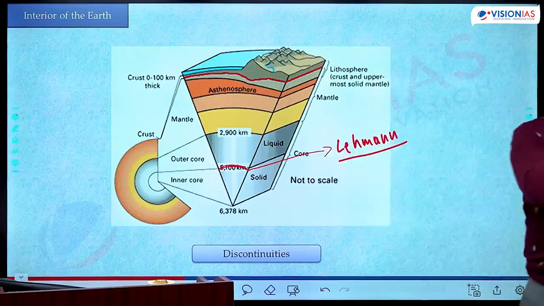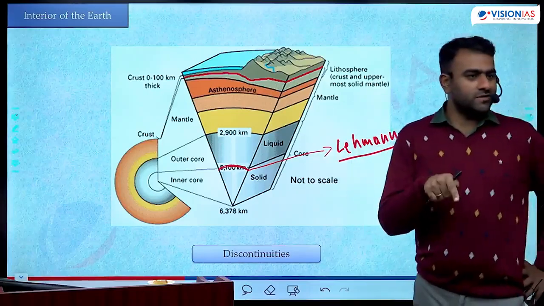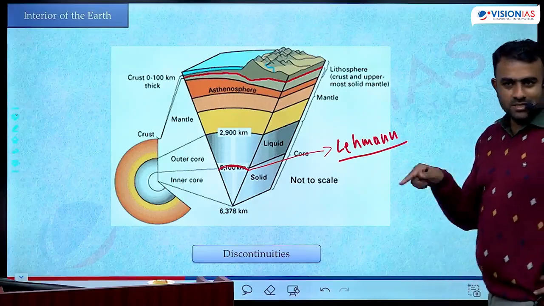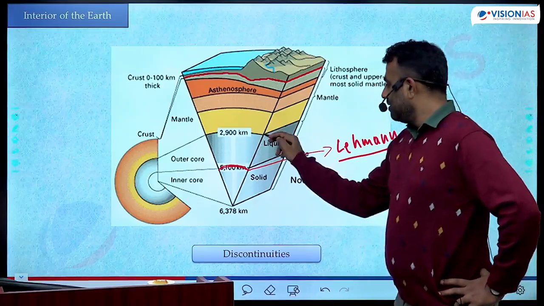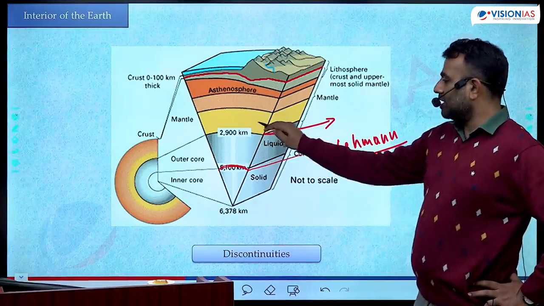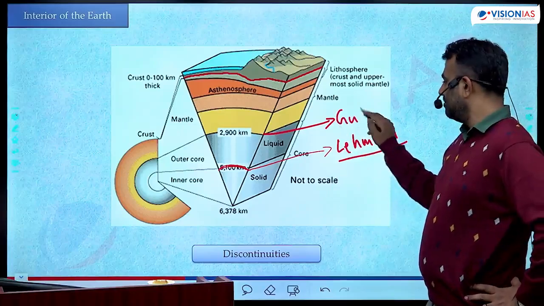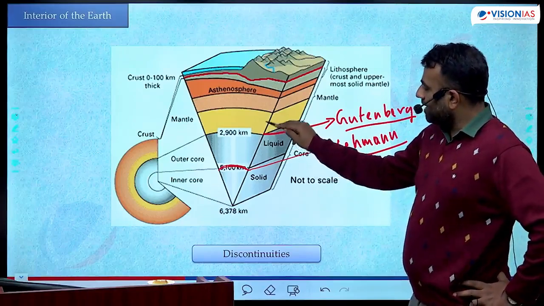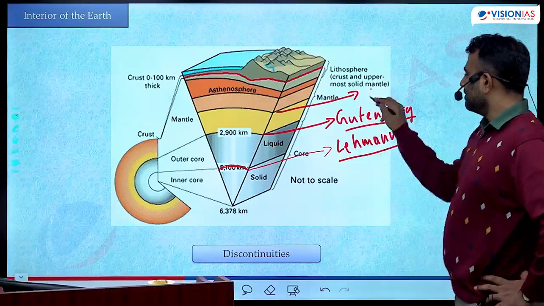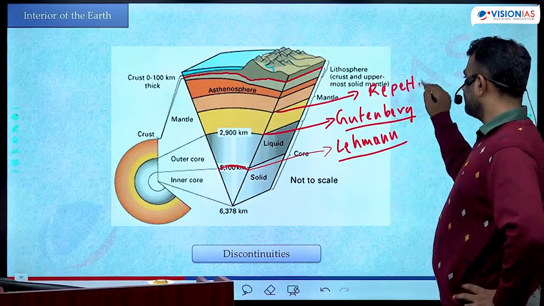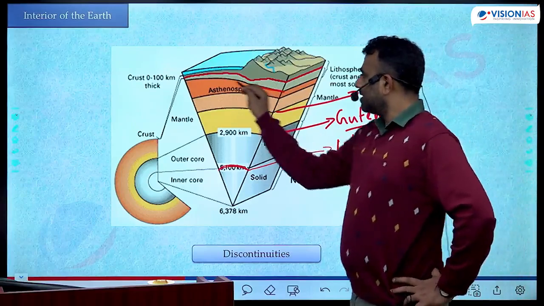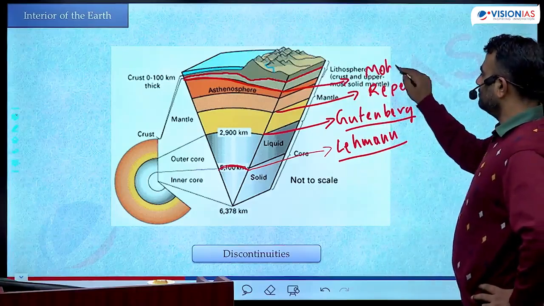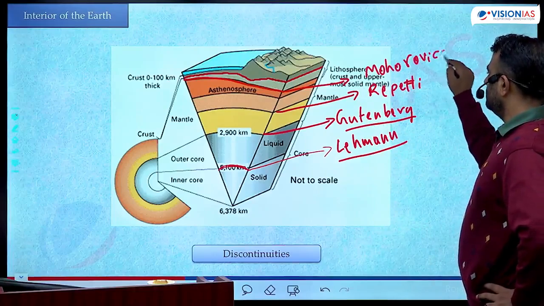How did we find out discontinuities? Using earthquake waves. At the zone of discontinuity, you will suddenly see a change in the speed, suddenly a change in the direction. Right? That is discontinuity. You will get a sudden change. Between the outer core and lower mantle, Gutenberg. Between the lower mantle and upper mantle, Repetti. Between the upper mantle and crust, Mohorovičić, short form, Moho.